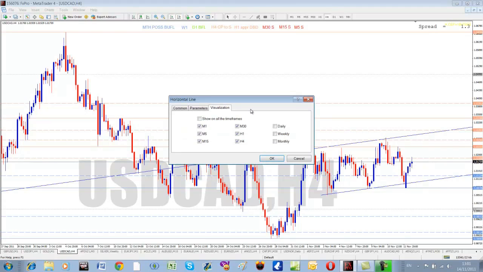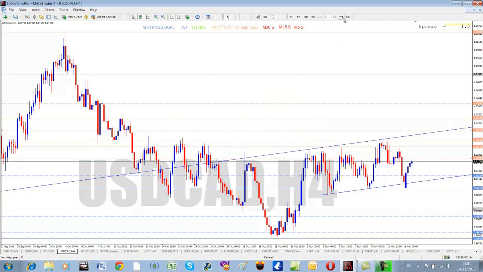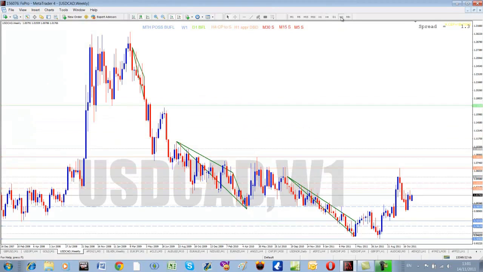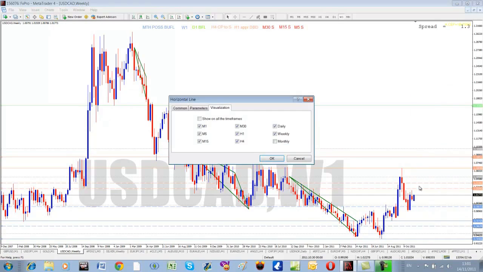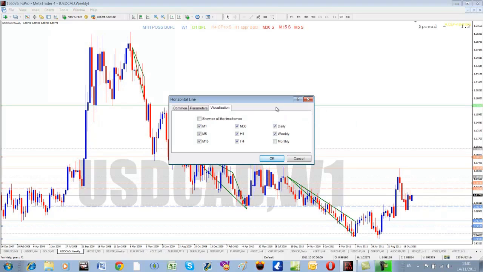In the properties on this one, the visualization, oh, we're on H4, I'm so sorry. Right, we're in weekly. Now, here's our weekly supply. We want to make sure that this is in every time frame except the time frame above it. So it's in up to weekly, it's not in monthly, but it's in every other time frame.